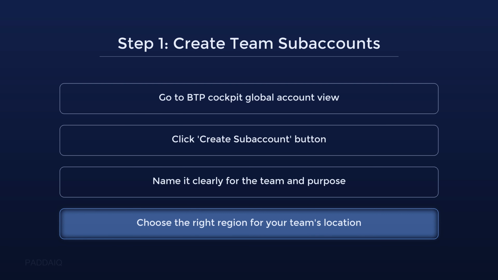Choose the right region for your team's location. This means selecting the geographic data center closest to where your team works. For instance, if your team is in Germany, pick the Europe, Frankfurt region to ensure faster access and lower latency. This simple choice optimizes performance and responsiveness for all users.